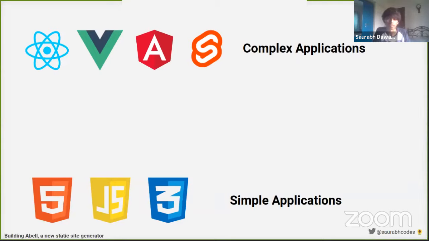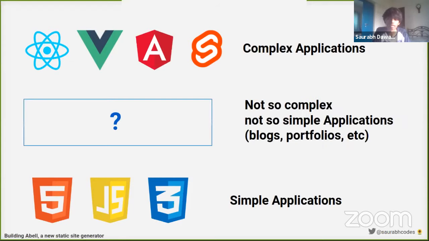Then we have things like Next, and for static sites, we have Sapper. This is how we've been building our applications, but do we have something for not so complex, not so simple applications like blogs, portfolios, etc.? We actually do.